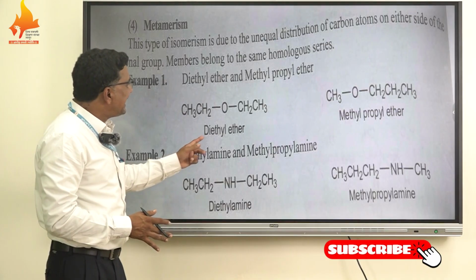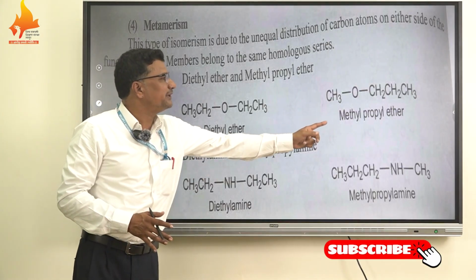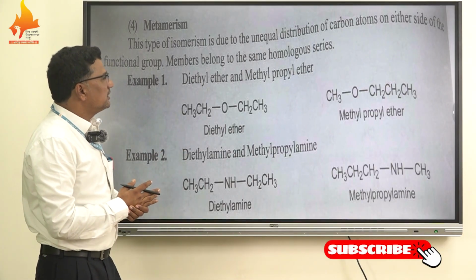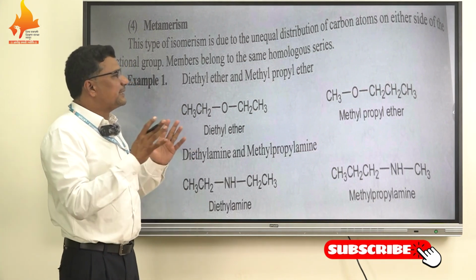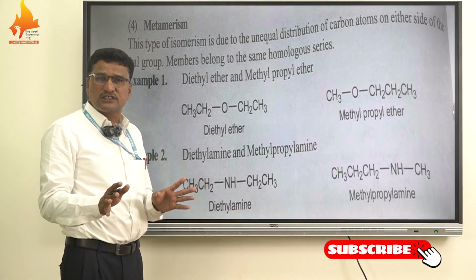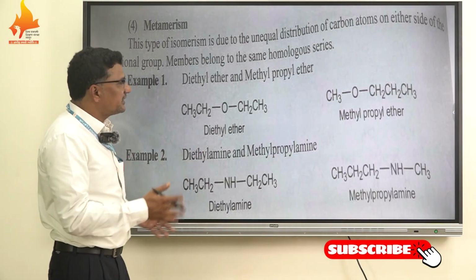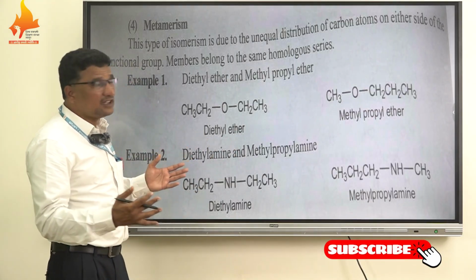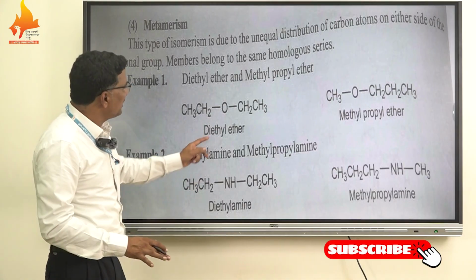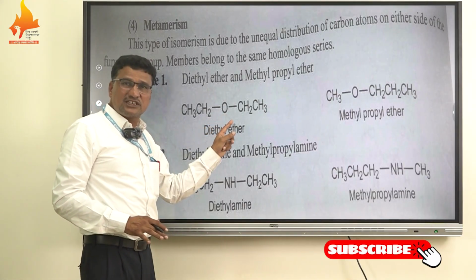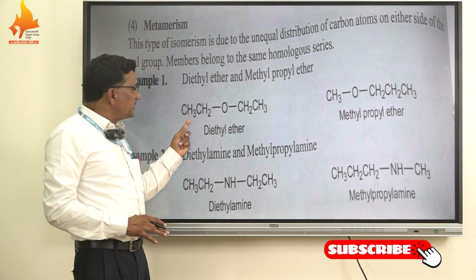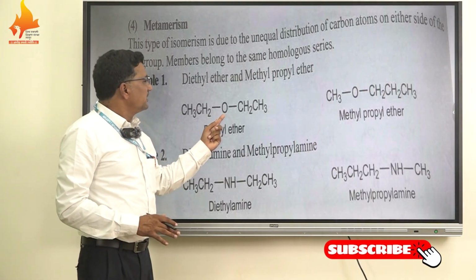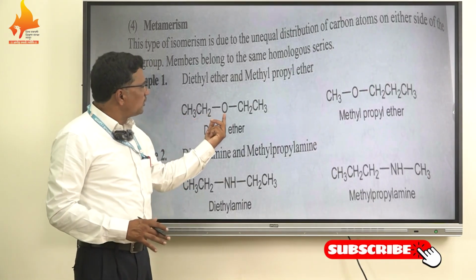Examples: diethyl ether and methyl propyl ether. If you look at the examples, you can conclude that they have the same number of carbons, the same number of hydrogens, and oxygen is there, ether is there, but there is unequal distribution on either side of the functional group. See here, the ethereal oxygen has two carbons on one side and two carbons on the other side.